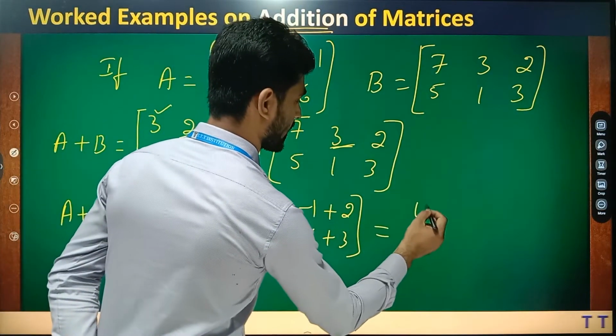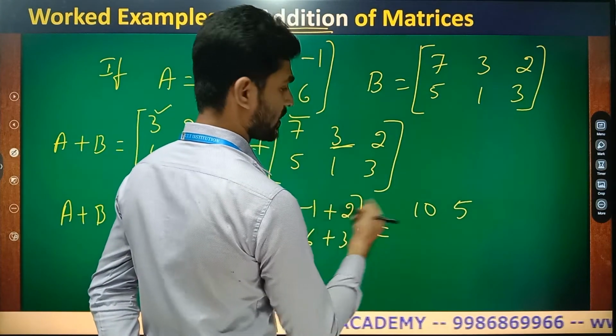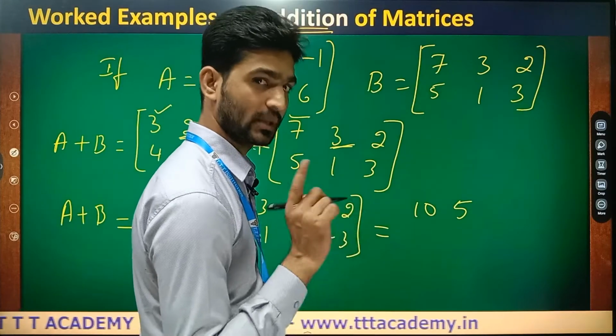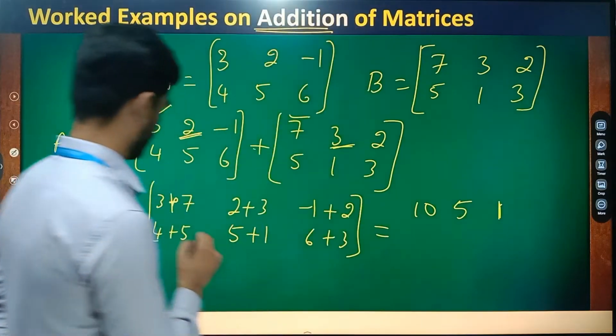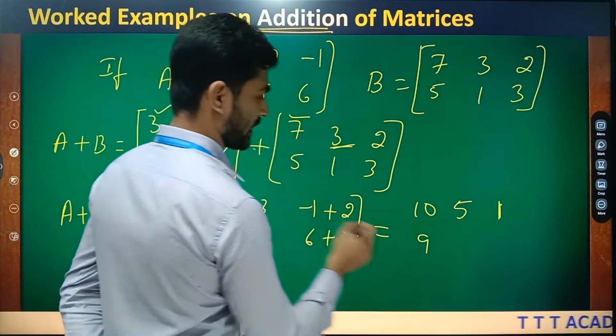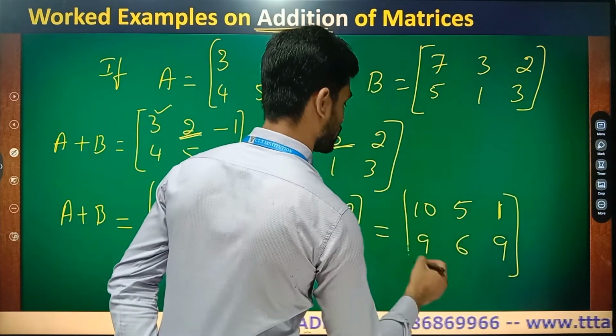3 plus 7 equal to 10. 2 plus 3, that is 5. Minus 1 plus 2. Here one is a negative number and one is a positive number, so we have to subtract, and take the sign of the higher number, that is 1. Next 4 plus 5, what is 4 plus 5? 9. Again 5 plus 1, 6. 6 plus 3, 9. This is an addition procedure.